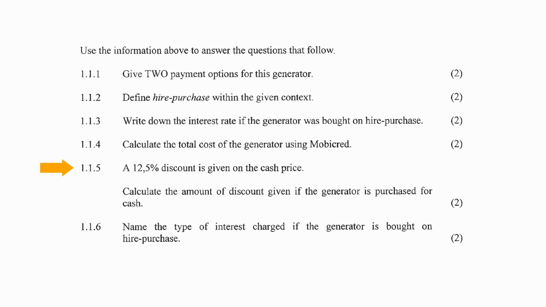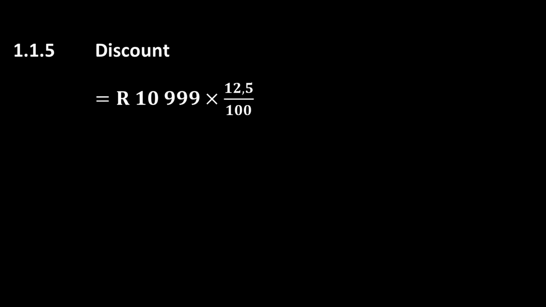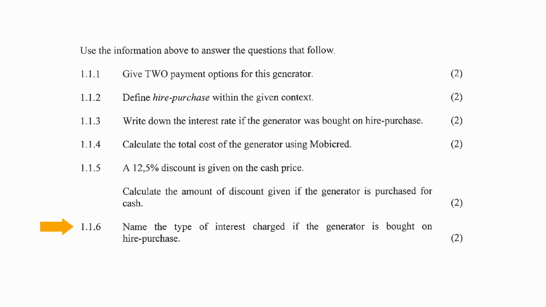In question 1.1.5, it is stated that a 12.5% discount is given on the cash price. You are instructed to calculate the amount of discount given if the generator is purchased for cash. From the advertisement, the cash price is given as 10,999 Rand. So the amount of discount given if the generator is purchased for cash is 10,999 Rand multiplied by 12.5 over 100, and this equals 1,374 Rand 88 cents.